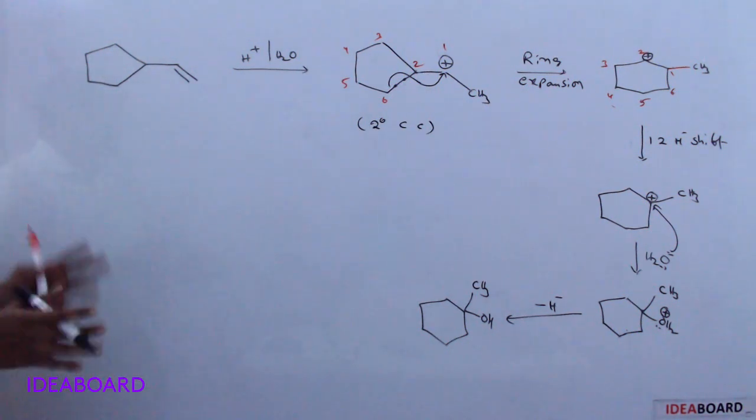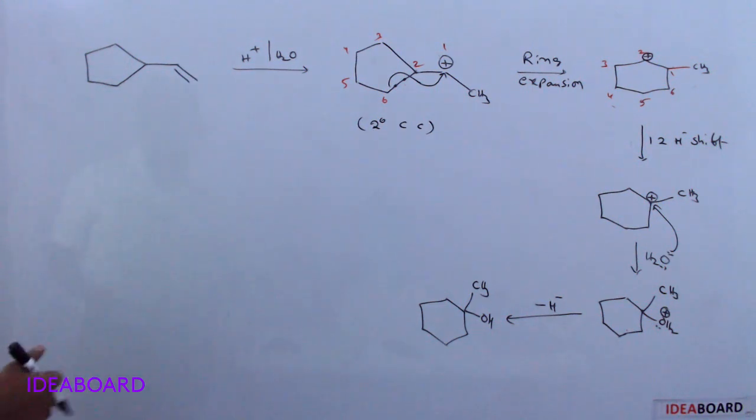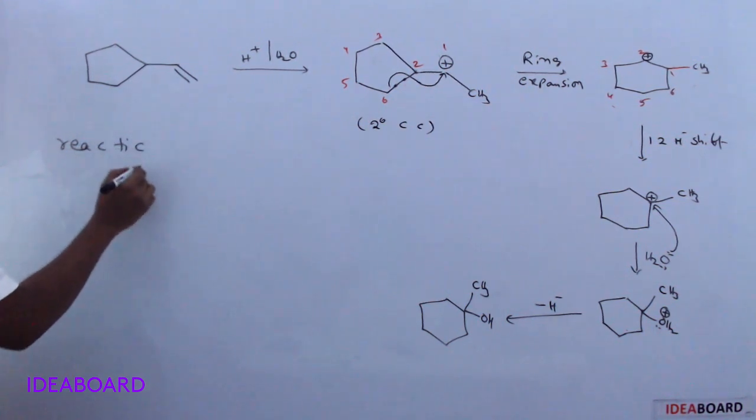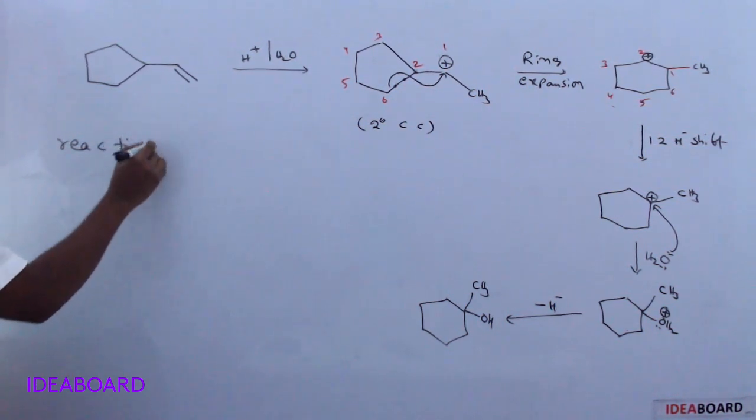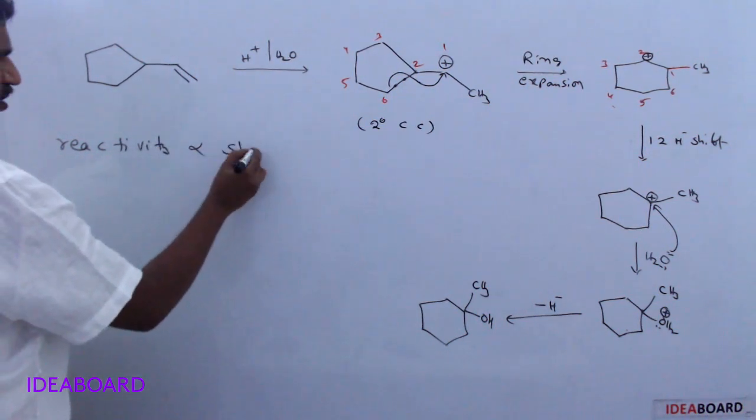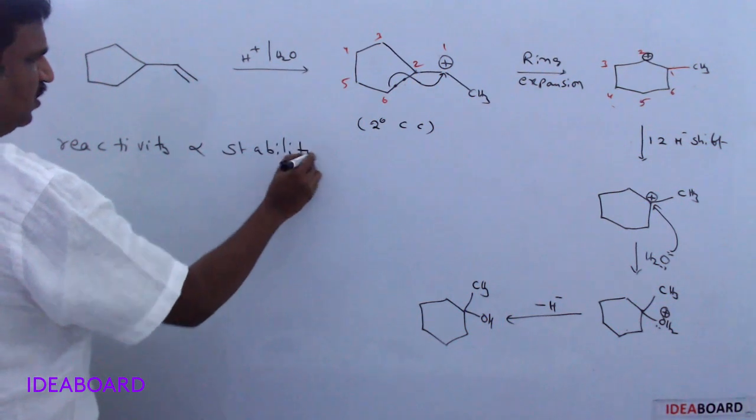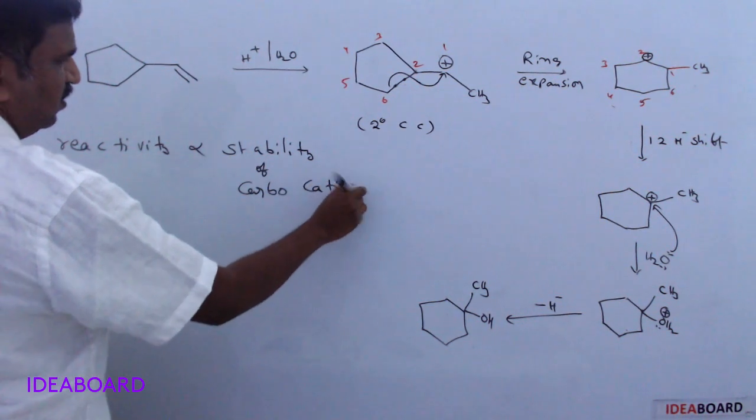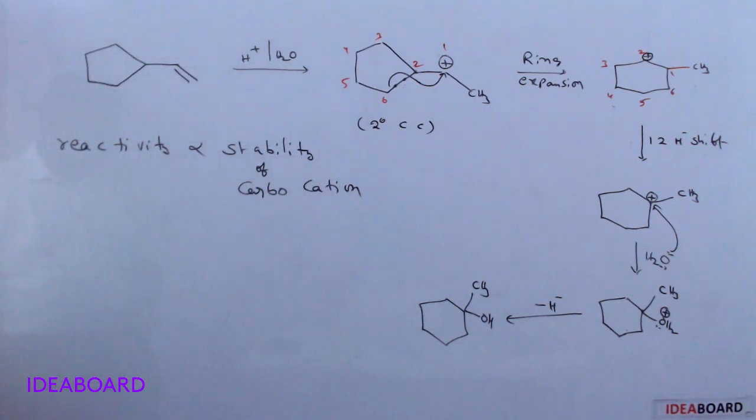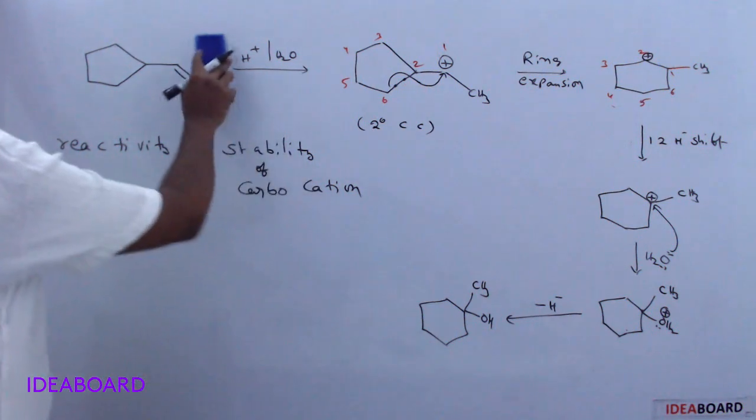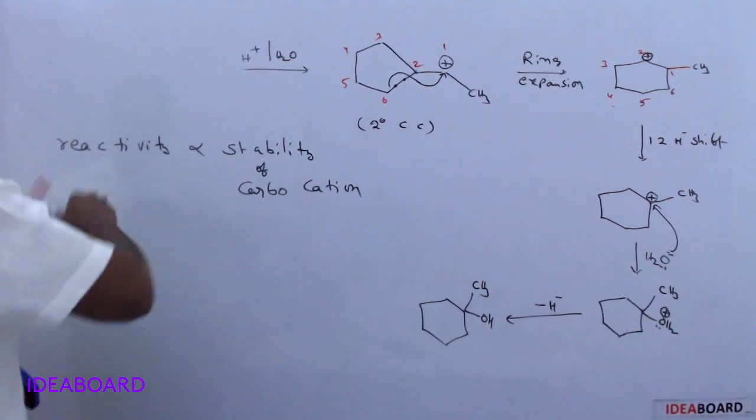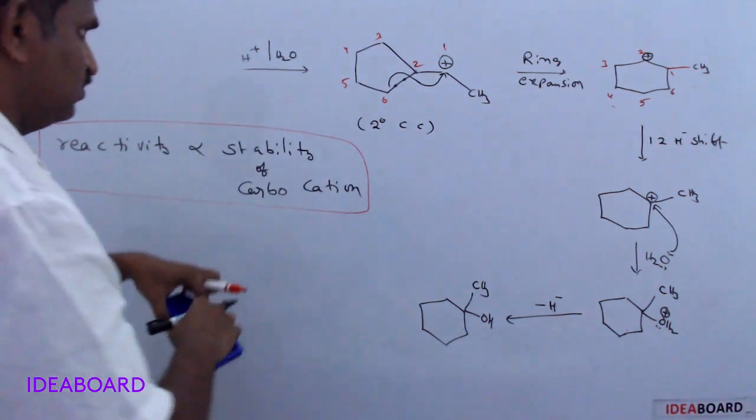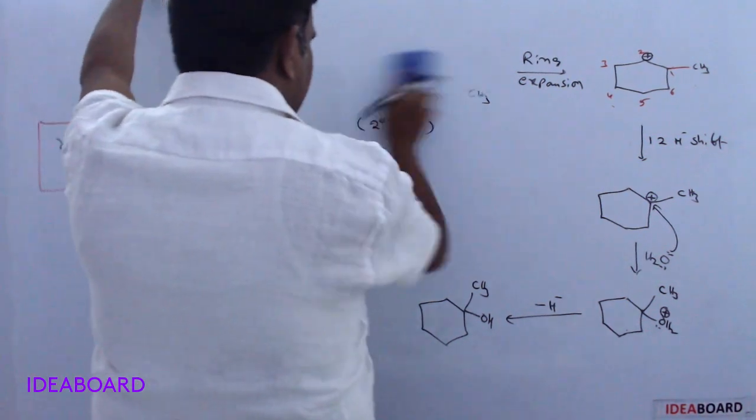This type of ring expansion and hydride shift occurs because a carbocation is forming. The main reason is that the reactivity of acid catalyzed hydration largely depends upon the stability of the carbocation formed. This is important: whenever a carbocation formation is occurring, the reactivity depends more on the formation of the carbocation.